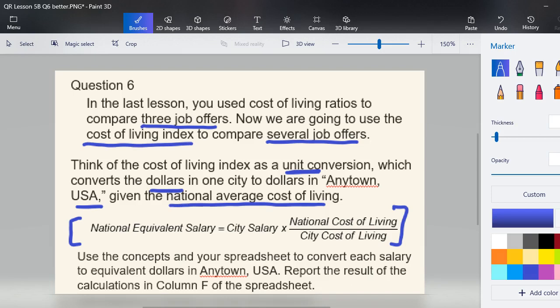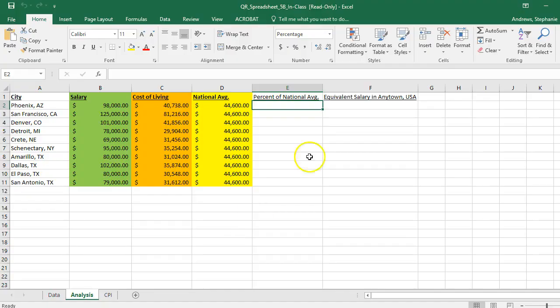Use the concepts in your spreadsheet to convert each salary equivalent to dollars in any town USA and then report the results in the calculations in column F of the spreadsheet. They're asking us to use the spreadsheet and report out to any town USA. Well, you need to know how to manipulate these numbers in your fingers, with your calculator, and on your paper. But since we have an Excel spreadsheet, we're going to also manipulate these inside the Excel cells.